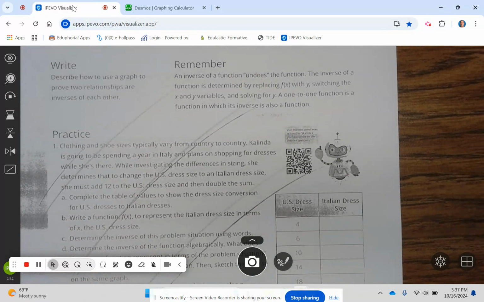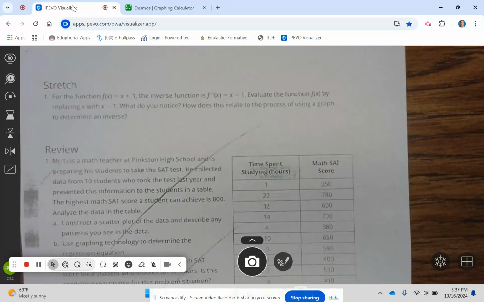Go ahead and mark that page out. Go ahead and mark this page out.